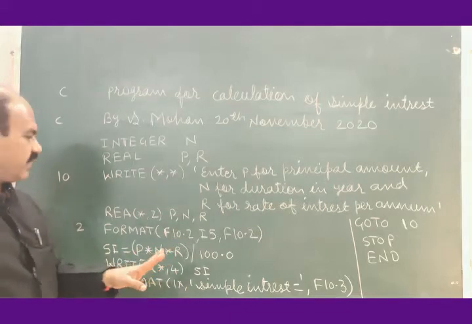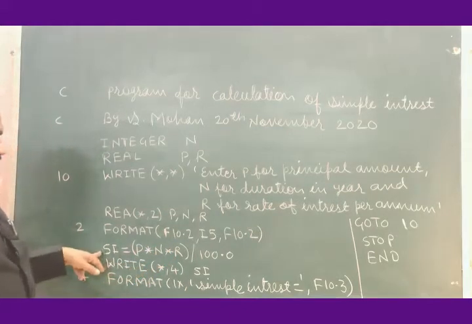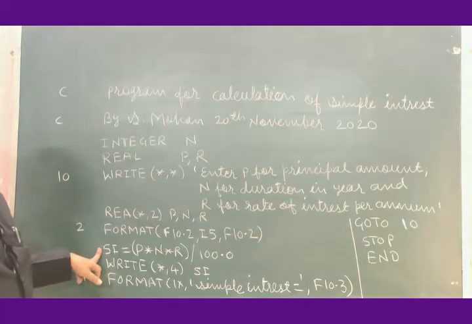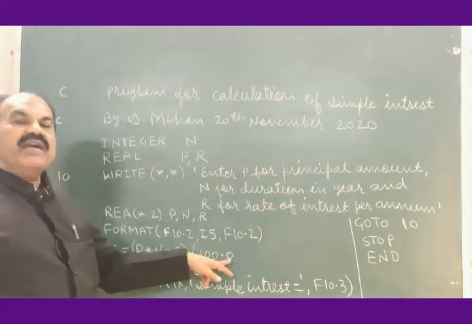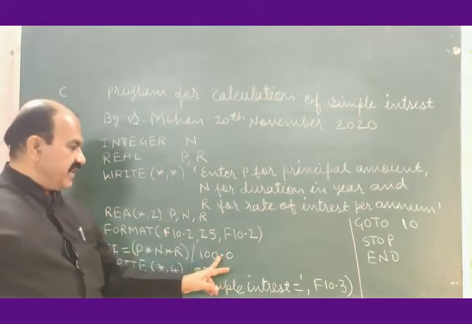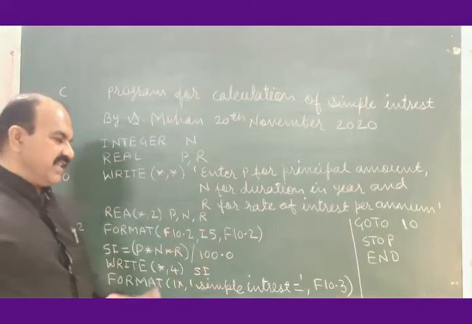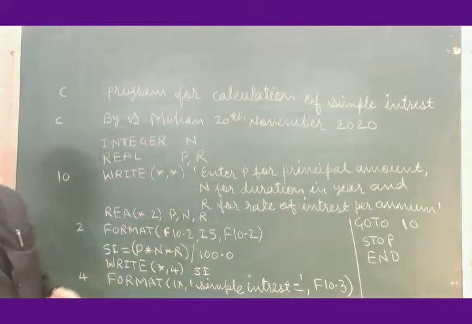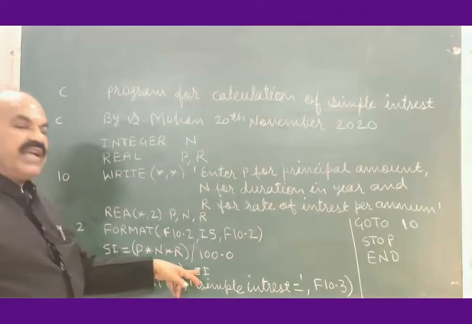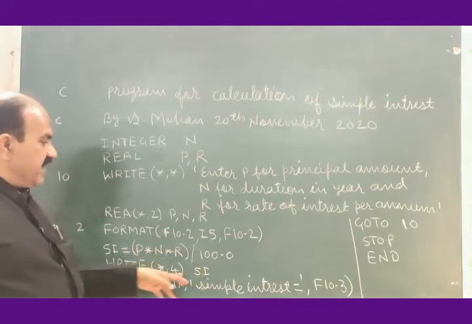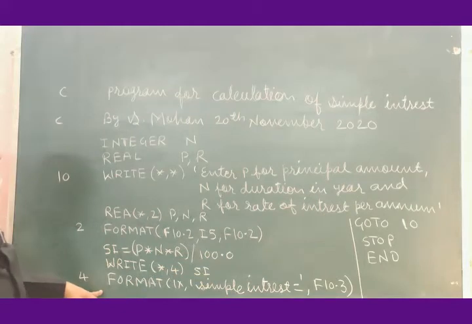Then the formula for finding the simple interest. Simple interest SI is equal to P into N into R divided by 100. That is 100.0. Simple interest is found out. Write asterisk comma 4 SI, that is, simple interest is to be printed. And what is the format?